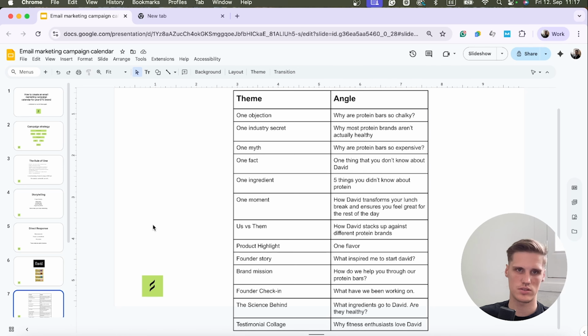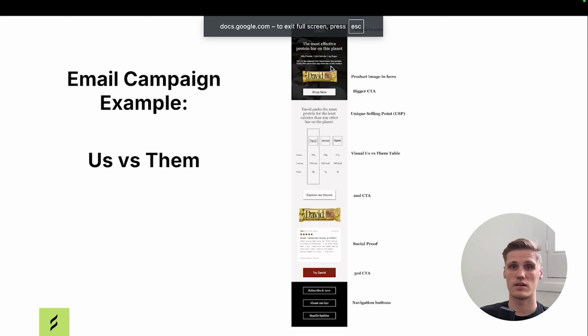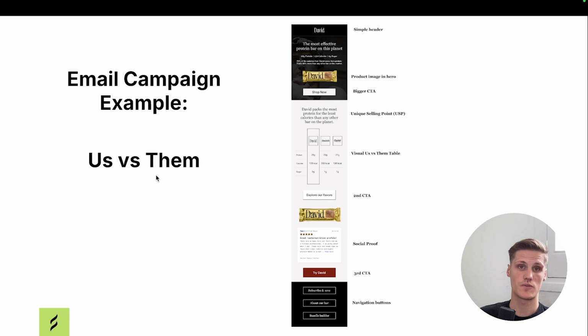So let's see how this would look in a monthly email campaign. First of all, let's look at an example email campaign which I designed for this brand. This is the us versus them email. As you can see here, it's all about showcasing your unique selling proposition. You can make a bold claim around the most effective protein bar on this planet, and then have an us versus them table here against other protein bars. David packs the most protein for the least calories than any other bar on the planet. And you showcase the protein, the calories and the sugar. It makes it very visual, and it shows you have proof.